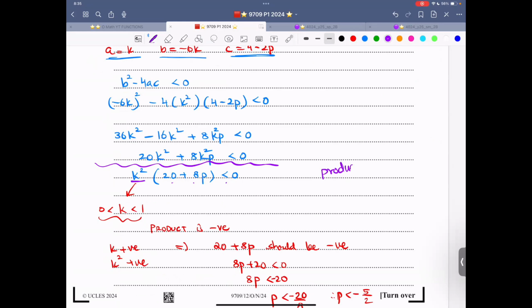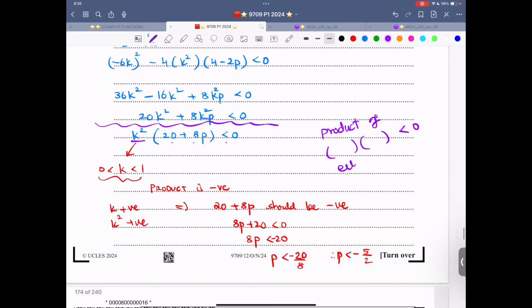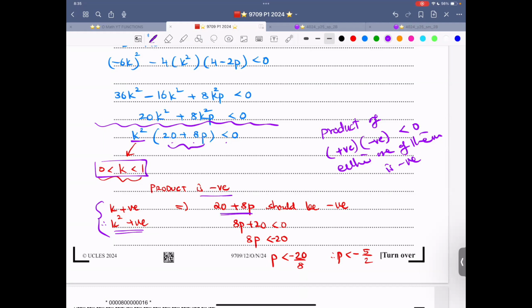Now, if the product of two brackets is negative, that means one of them is negative, correct? We have already stated k is a positive fraction, so k squared will be positive. There is no doubt about that. So this one is always positive, which means this one has to be negative. So the product is negative. Therefore, 20 plus 8p should be negative. So now solve this inequality. Therefore, p is less than -5/2.